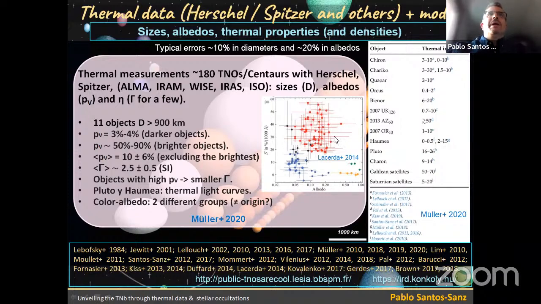Also here you have a color-albedo plot, where you can see clearly two different groups. This in red are objects red in color and with high albedo, higher than the mean. And the other group is this blue, objects that are bluer in color and also with a small albedo. Probably this is related to a different origin for these groups.